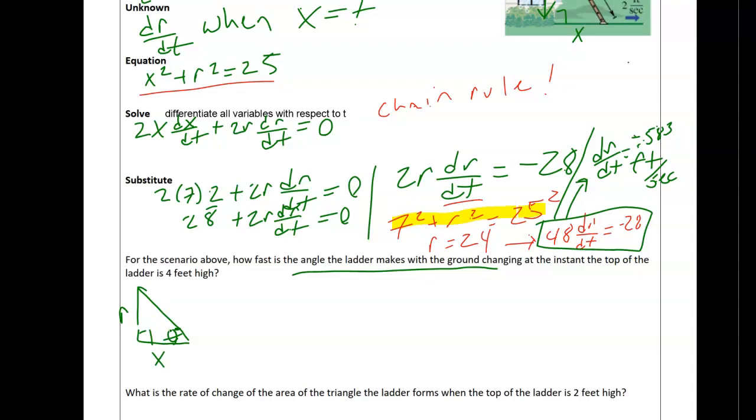So my given, again, is that dr/dt is 2 feet per second. My unknown is, well, how fast is the angle changing? Well, that's going to be d theta/dt when r equals 4.